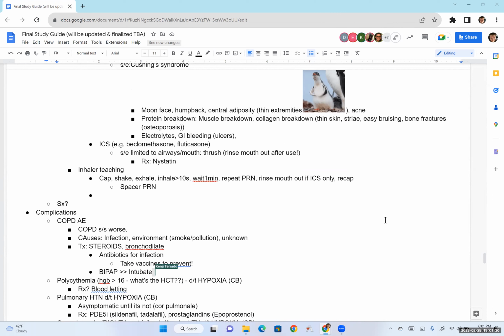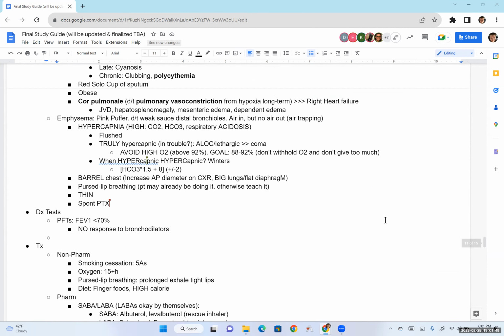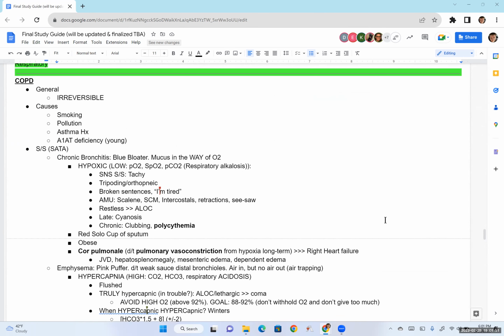They could use a spacer if they want to, but you have to make sure they exhale fast, or inhale slow, and keep it in there, right? They can inhale fast, it's fine, as long as they keep it in there for how long? More than 10 seconds, right? What else? They have to wash the mouth out, otherwise they develop thrush, right? So is that good for respiratory? What other respiratory questions do you have?